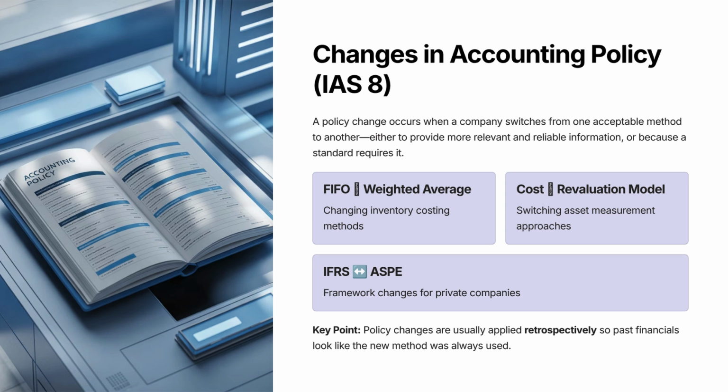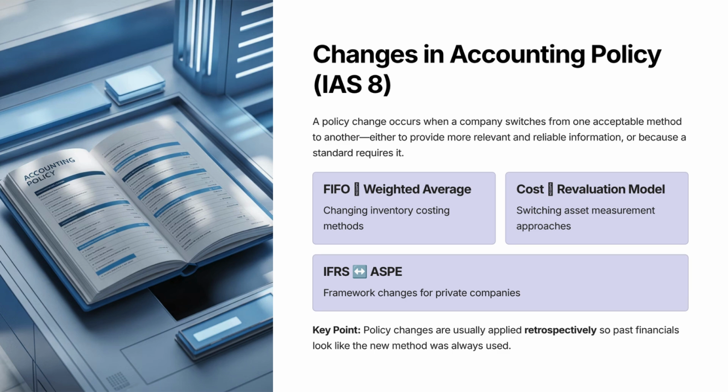A change in accounting policy happens when a company switches from one acceptable method to another. This only happens when the new method provides more relevant and reliable information, or a standard requires the change. For example, FIFO to weighted average, cost model to revaluation model, switching between IFRS and ASPE for private companies. The key point here is, policy changes are usually applied retrospectively, so past financials look like the new method was always used.